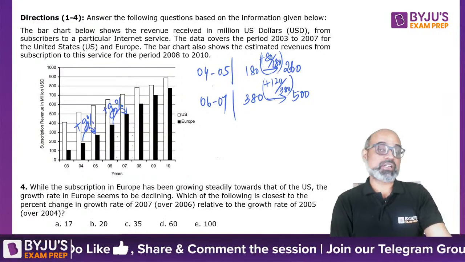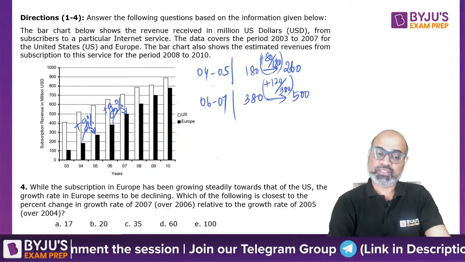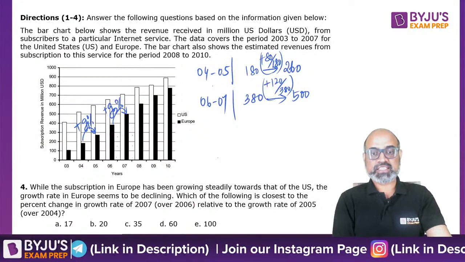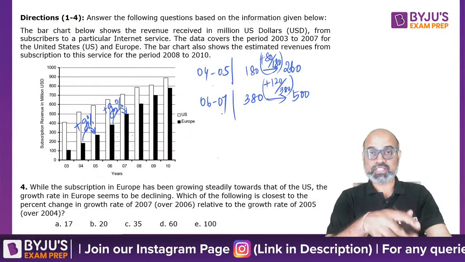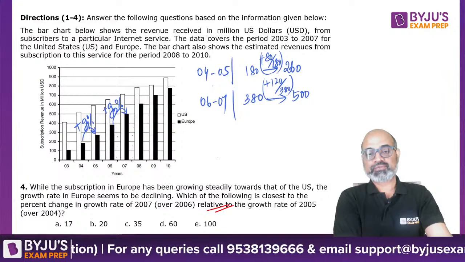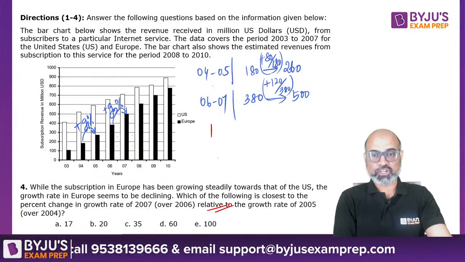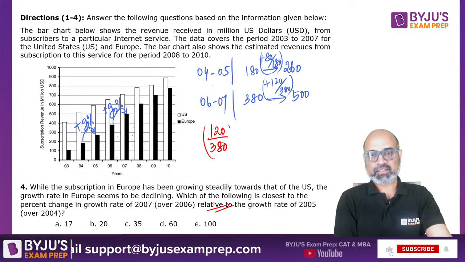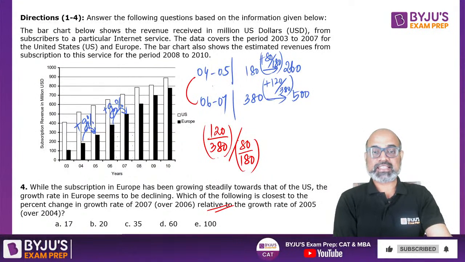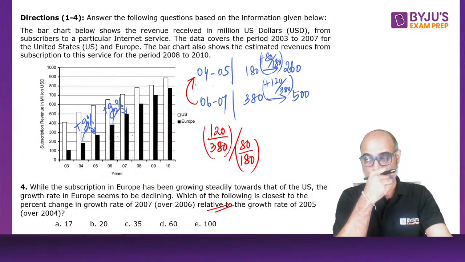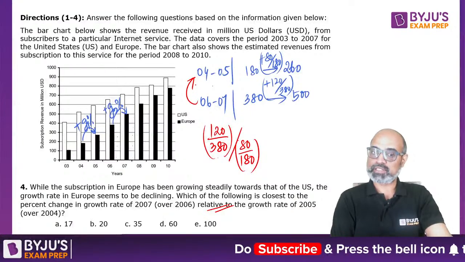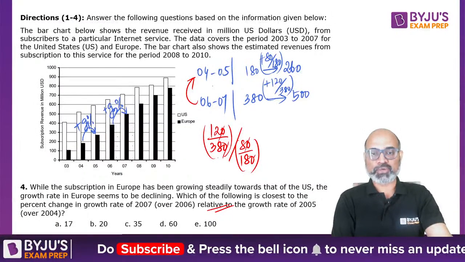Now we have to find the percentage change between these two percentage changes, right? So we have to find the 2006 to 2007 growth relative to 2004 to 5, right? So this is going to be 120 upon 380 upon 80 upon 180. We have to do 2006 relative to 4 and 5. So you are comparing a number with respect to some number, then that number is the base, not the number that you start with. So the first thing we will take care of is going to be zeros.